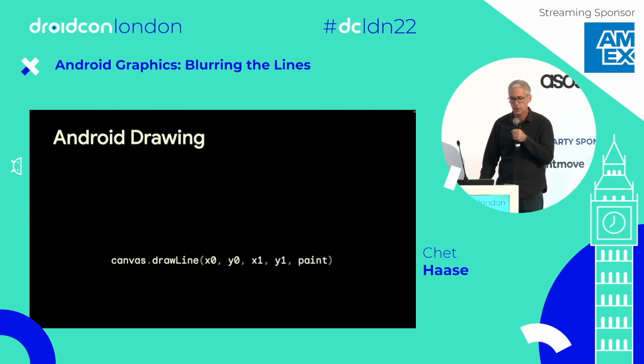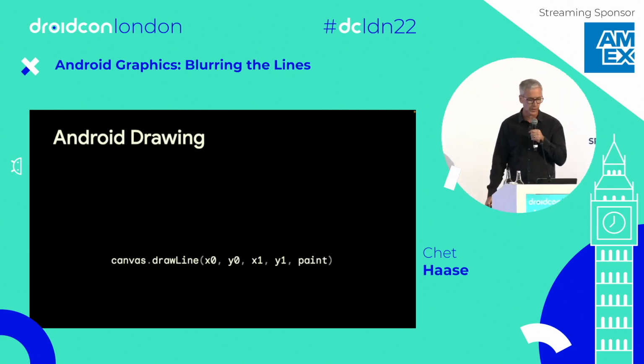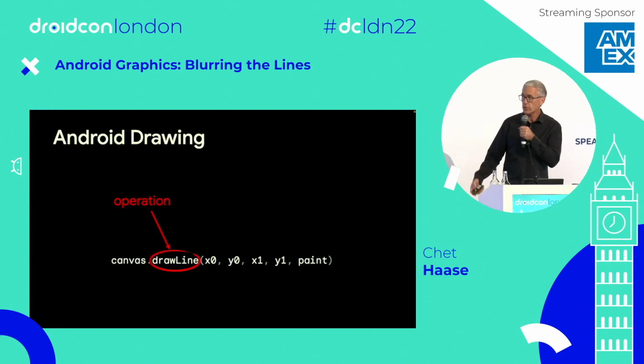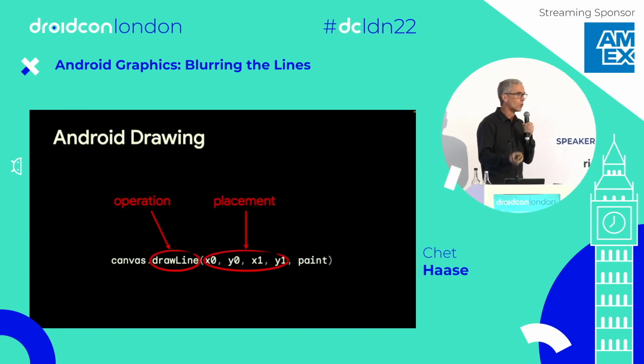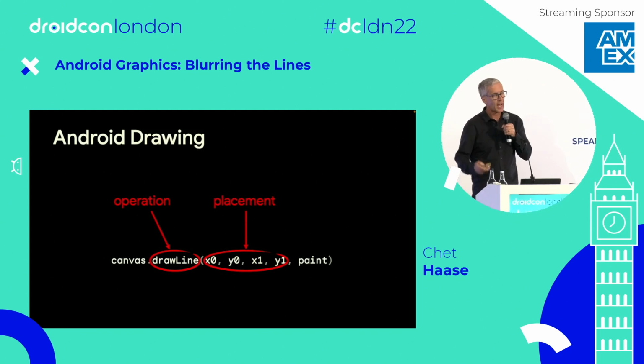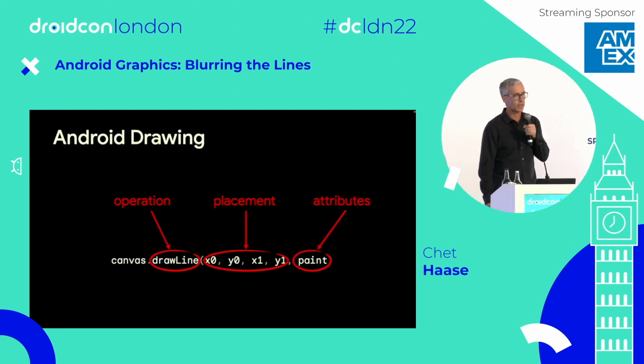There's sort of three things happening in all of the Canvas commands, at least. First of all, you have the operation itself. This is what I want you to do. This is where I want you to do it and how large that thing will be. And these are the attributes that are going to be assigned to it. This is how I'm going to draw this object.